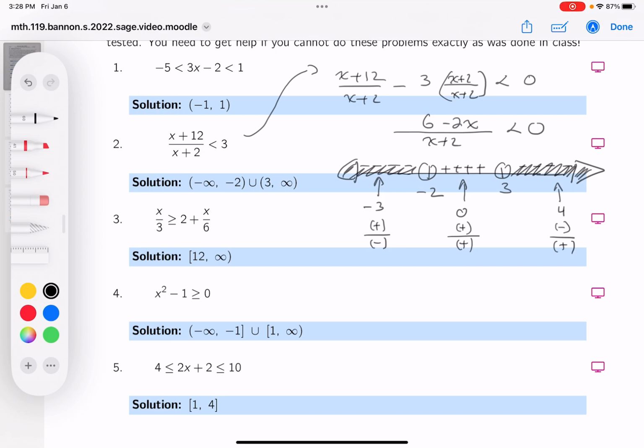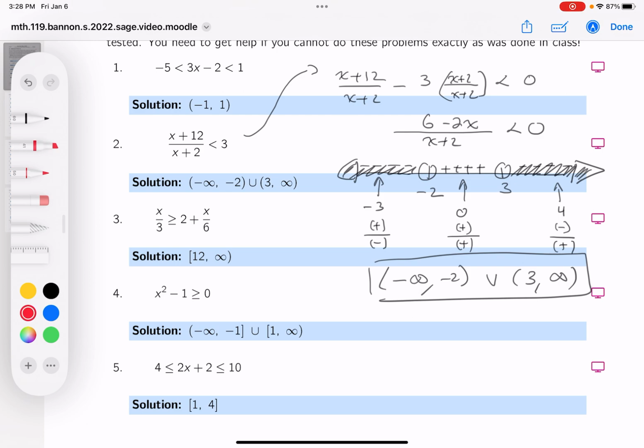Write the intervals down. Minus infinity, up to minus 2. Don't touch it. Union, 3 to infinity. Put a box in that. Again, our goal is intervals. What do we recommend you do?